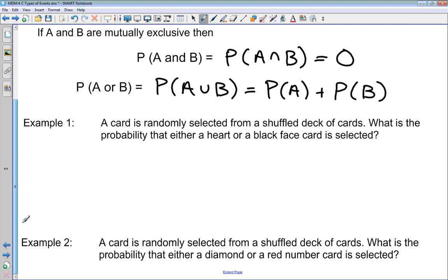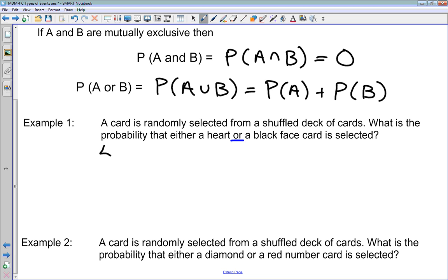So let's take a look at an example. We got two examples here that are similar. A card is randomly selected from a shuffled deck of cards. What is the probability that either a heart or a black face card is selected? So first off, they're asking us an or question here. So we care about whether these events are mutually exclusive or not mutually exclusive. Are these two events mutually exclusive? Well, let's figure out what events we are interested in here.